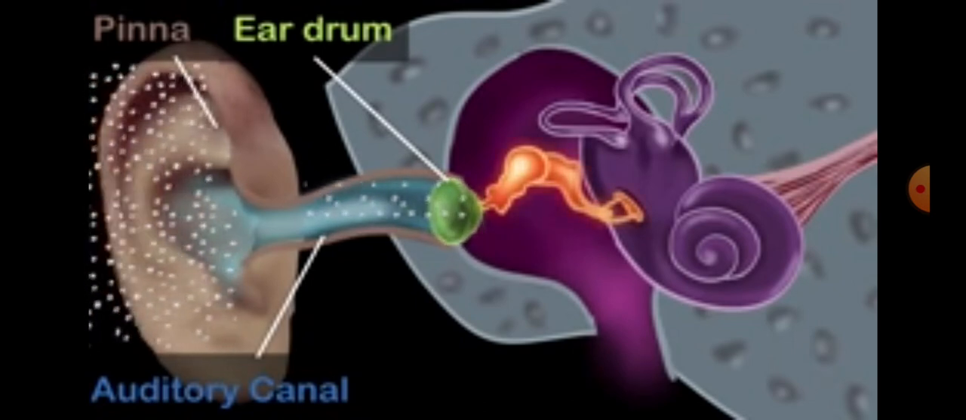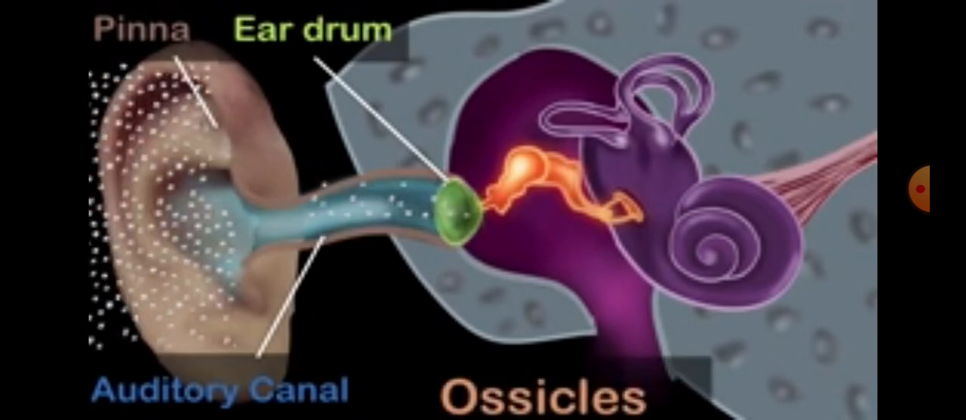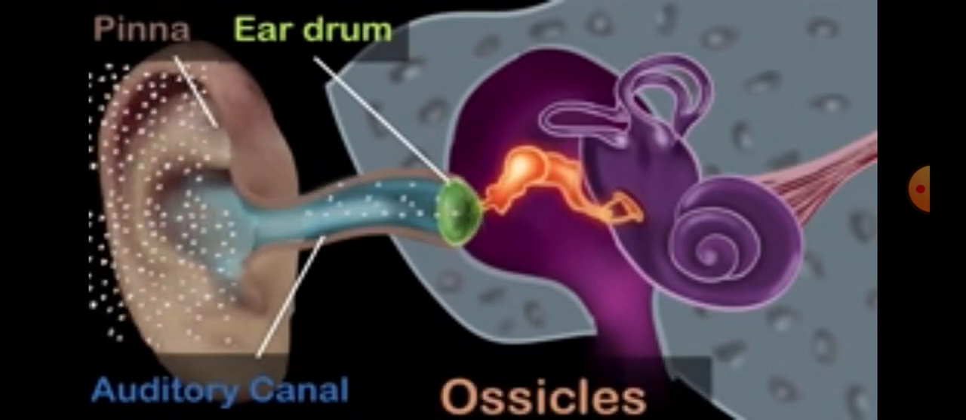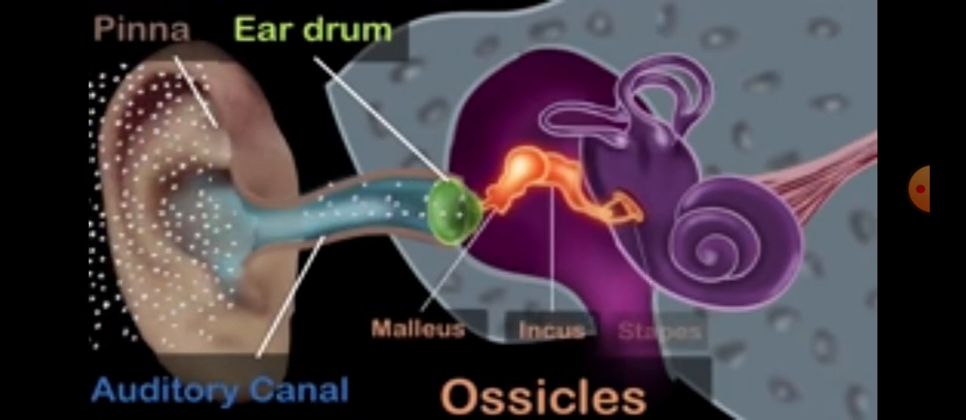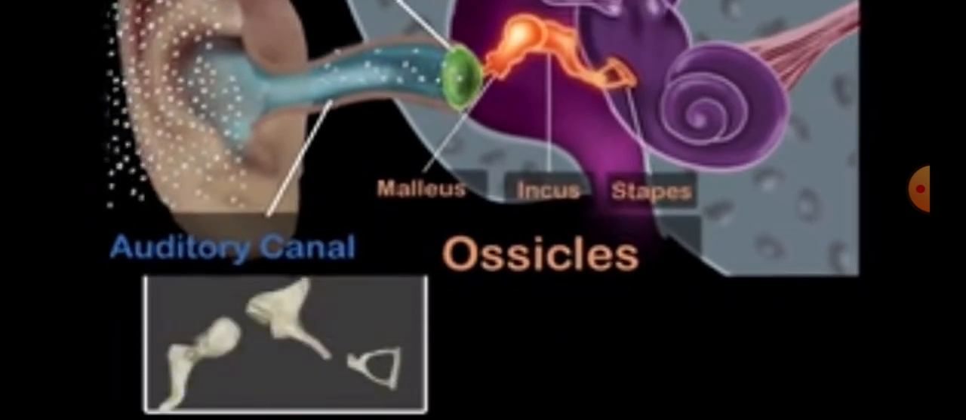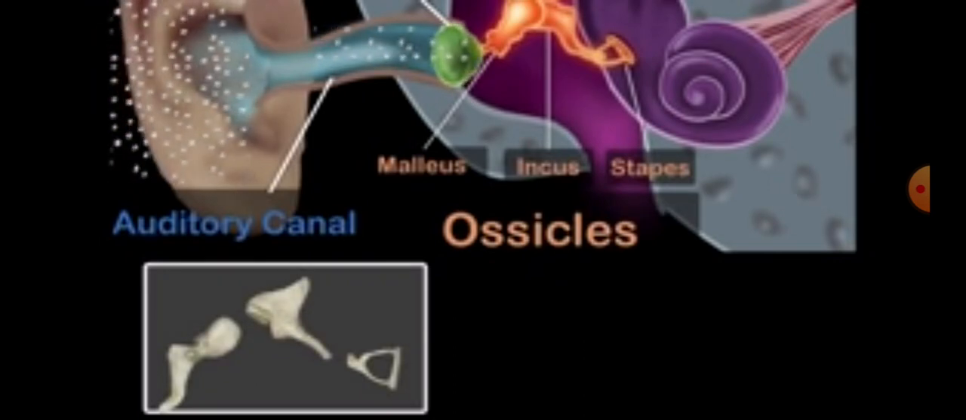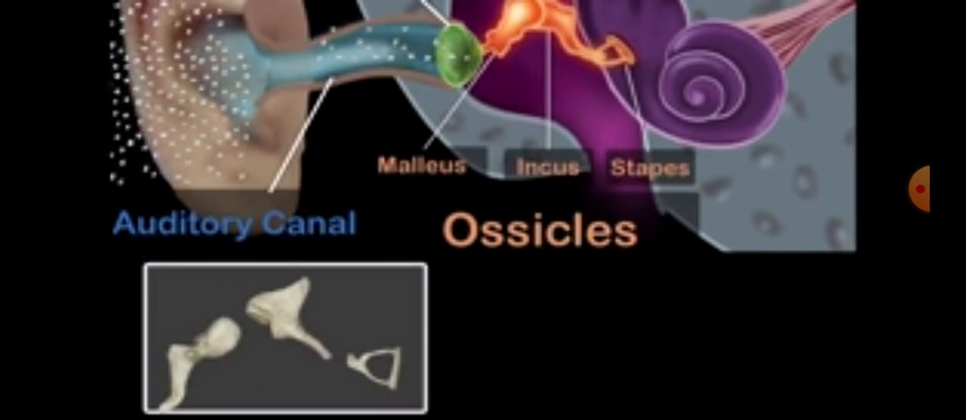The middle ear has three main parts. That's the three main small bones. You can say that these are the smallest bones in our entire body. So it's made up of malleus, incus, and stapes. You can see the shape.